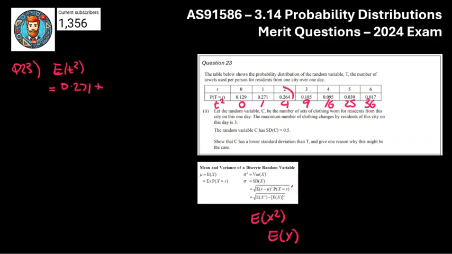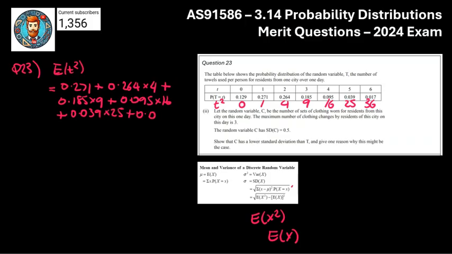That's going to be 0.271, and then we add on these two numbers multiplied together, so 0.264 times 4. We then add on the next lot, 0.185 times 9. Then we add on 0.095 times 16, and then the next lot, plus 0.039 times 25, and finally add on 0.017 times 36. I plugged that all into my calculator, and I'm just checking my answer. I got 6.099 when I did that.